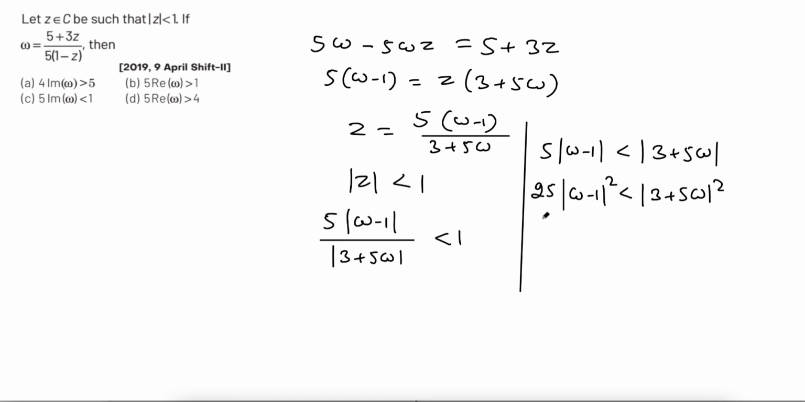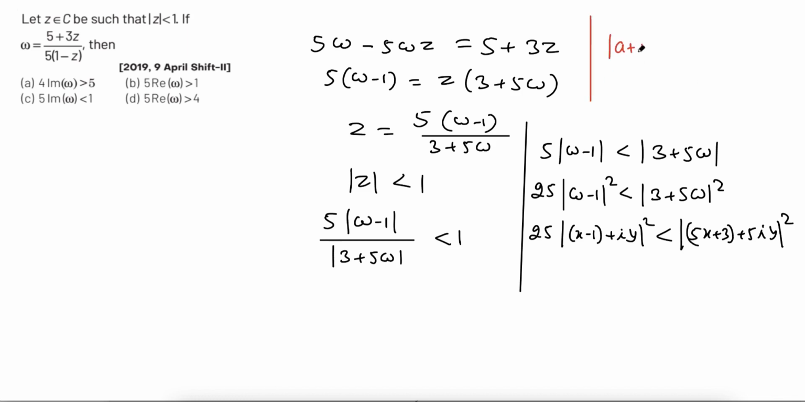Omega, can I take x plus iy? Yes, because they are asking x and y information. So 25 and mod x minus 1 plus iy whole square less than mod and 5x plus 3, yes, 5x plus 3 plus 5 iy whole square. As you know, mod of a plus ib is nothing but root of a square plus b square. So that logic we can apply here and we can expand it.